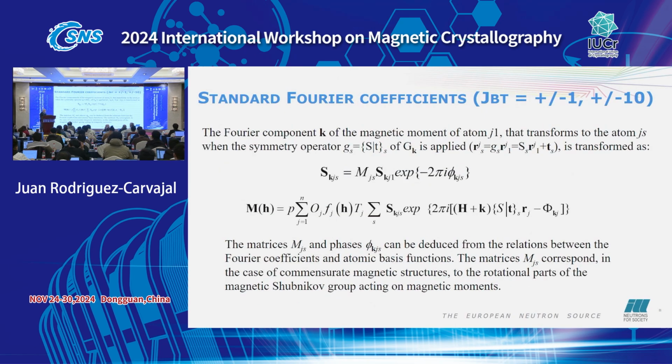The standard one is something like that. The Fourier components of the magnetic moment of an atom, J1, transform to the atom Js when the symmetry operator of Jk is applied, you get that, it is transformed with that. You have a matrix and a phase factor. This is something from before having the superspace group that partially replaces the magnetic superspace group. And you work always in 3 dimensions.